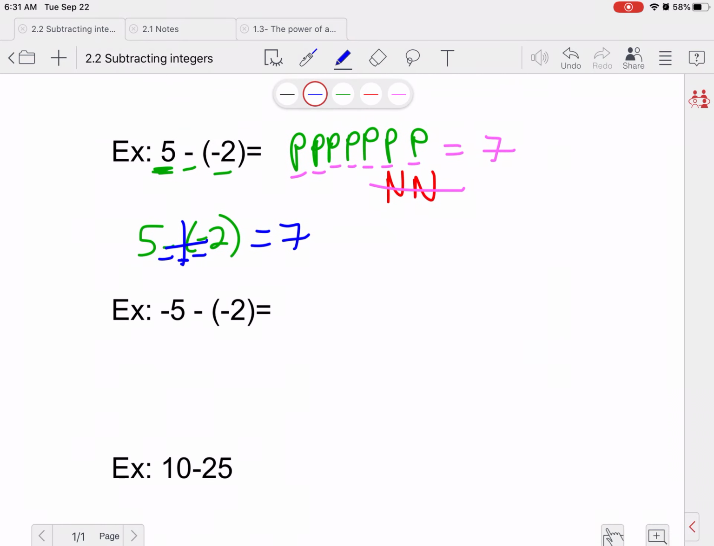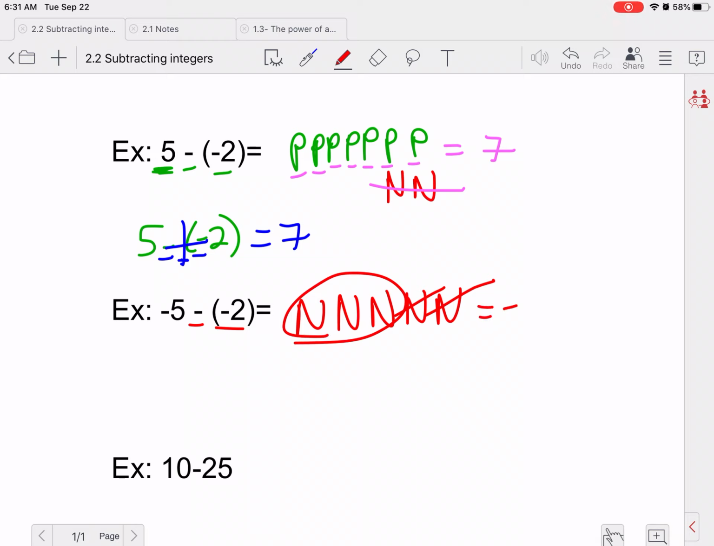So we have negative 5 minus negative 2. Well, negative 5 is going to start with our n's here. So we have negative 5. 1, 2, 3, 4, 5. Now this time I need to take away 2 negatives, but there's already 2 negatives here. So I can just take away 1, take away 2. So I'm left with negative 3.